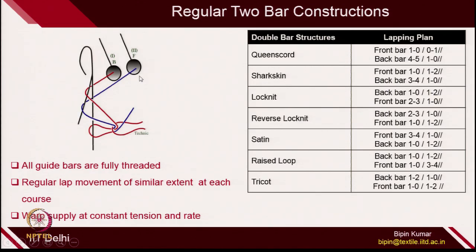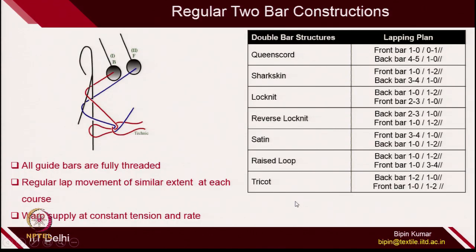Also, the movement of the guides in all the courses is exactly equal. It means if in the first course the overlap is one pitch, in the second course also the overlap is one pitch. So, the amount of shogging movement in each course does not vary. It results in very uniform structures, and also the warp beams supply the yarn at a constant speed. Then only will you get more uniform structures from 2 bars.